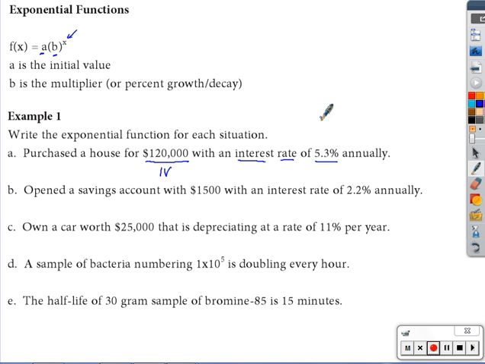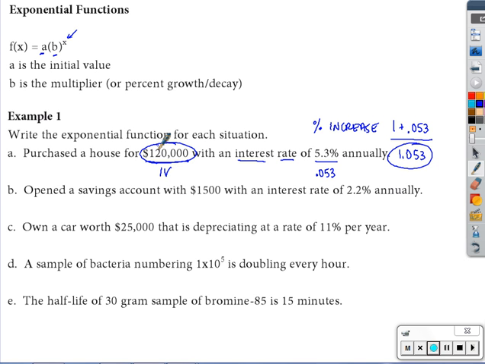So in the previous page, we talked about some definitions, and percent increase is defined as 1 plus the percentage. Okay, so 5.3% would be 0.053. That will be your multiplier. Now you can add them together. 1.053 is our multiplier. And $120,000 is our initial value.